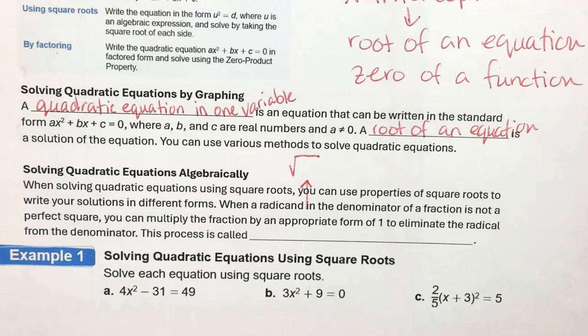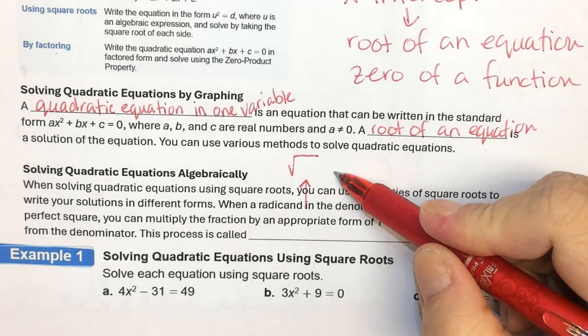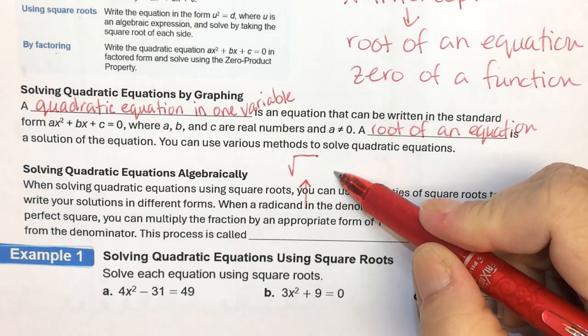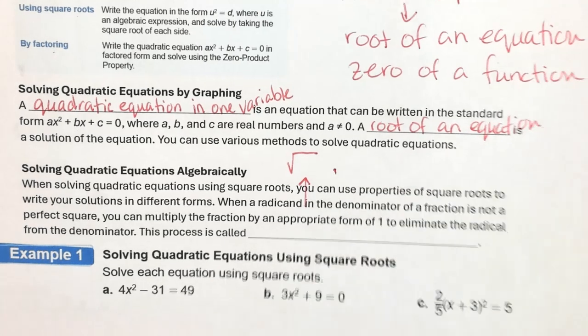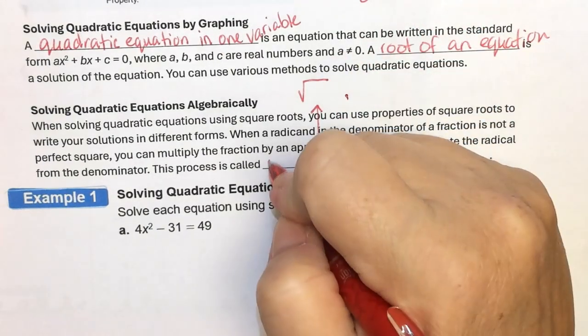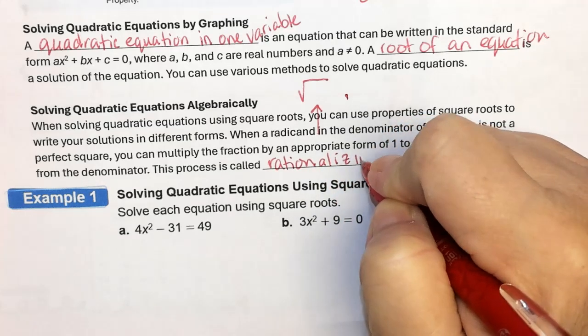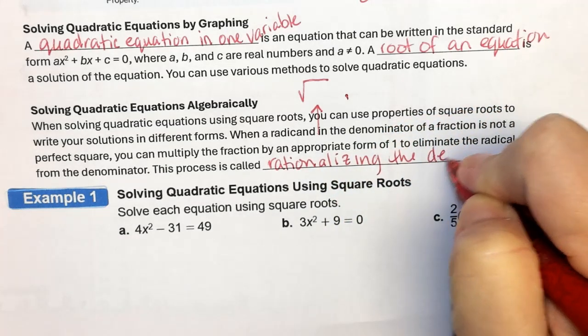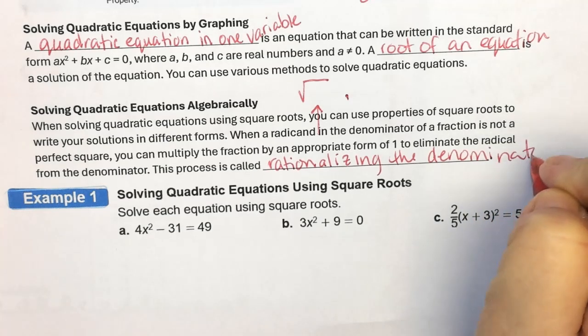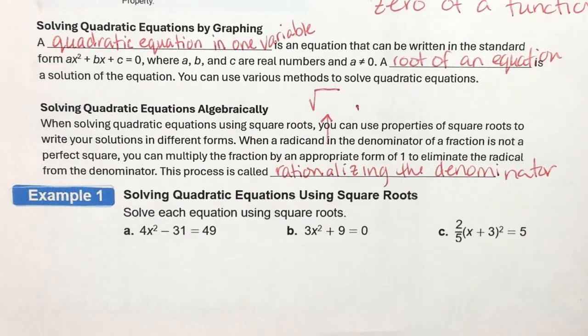If you have a square root in the denominator of a fraction, and it is not a perfect square root, you can multiply by the appropriate form of 1 to eliminate the radical from the denominator. This process is called rationalizing the denominator. When we get to this, I'll show you what it means. But essentially, you can make a note on your paper: you can't have a square root in the denominator. If you do, you have to get rid of it. I will show you some ways in this lesson on how to do that when it comes up.